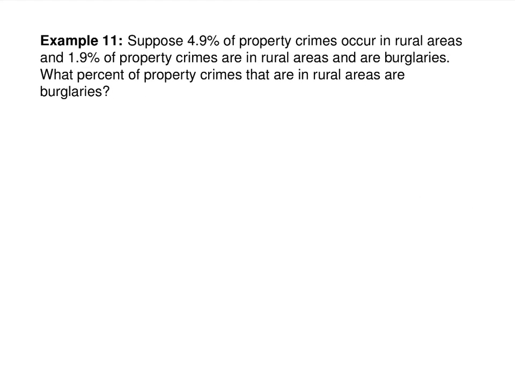So suppose that 4.9% of property crimes occur in rural areas, and 1.9% of these property crimes are in rural areas and are burglaries. So we want to figure out what proportion of property crimes that are in rural areas are burglaries. So it might be the case that burglaries are more common in rural areas than elsewhere. Maybe other crimes are more common in big cities.